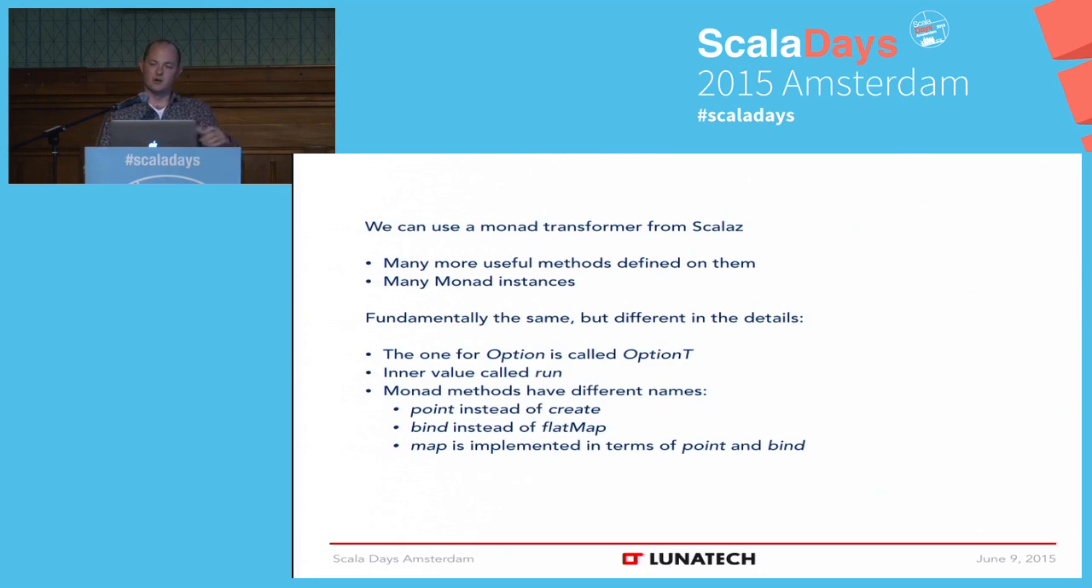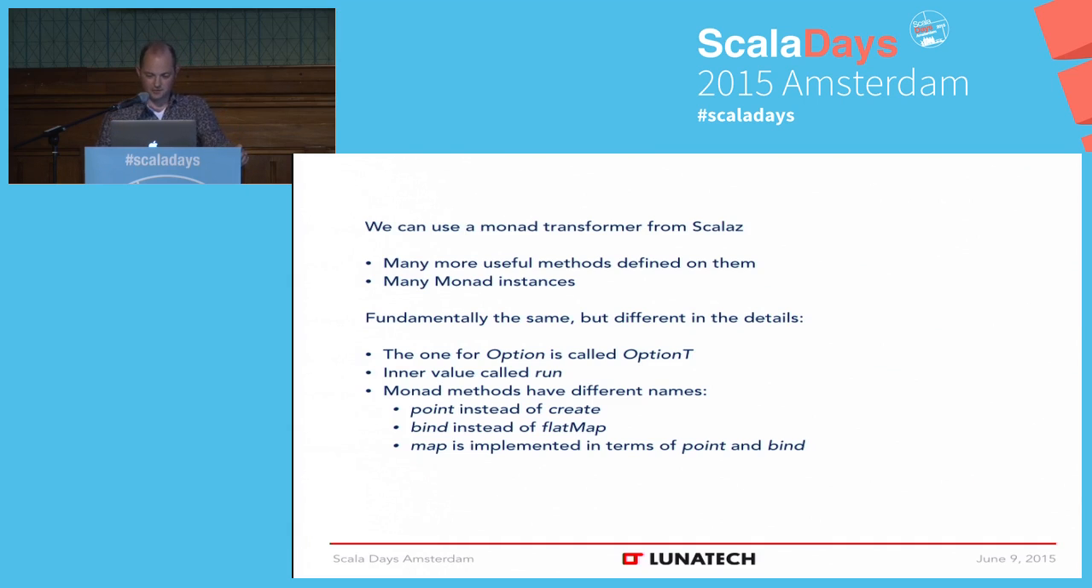And the methods on the monad trait, there's also a monad trait in Scalaz, of course. They have different names. They use point instead of create, but it's the same thing. They use bind instead of flatMap, but it's the same thing. And map is not an abstract method on that thing. It's implemented in terms of point and bind. You can basically, if you flatMap something and you use another point or create inside the flatMap, then it's the same as map.